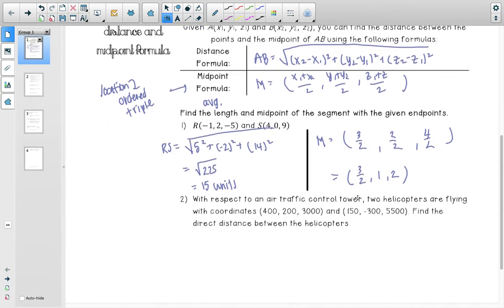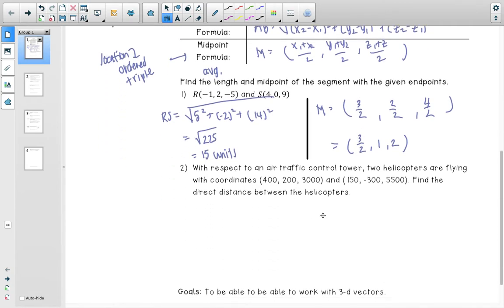Now, if you put it with a little bit of context, they actually do vectors with air traffic controllers. My brother told me they do. It's a little different with helicopters, which is a different type of air traffic controller. But these would be the coordinates. You can find the distance between those helicopters by doing this distance formula.